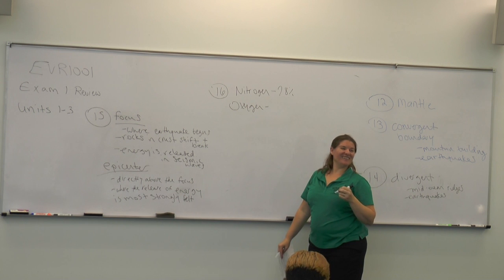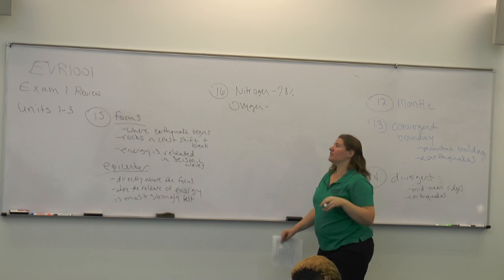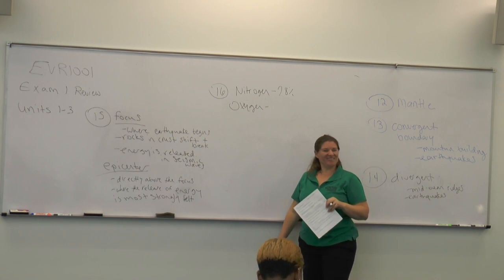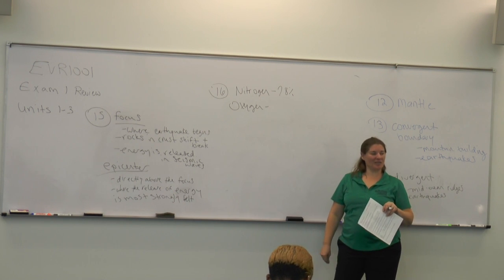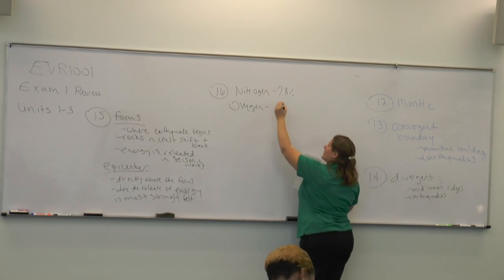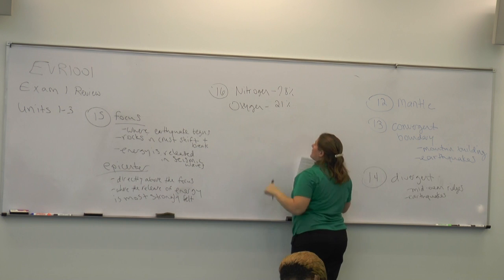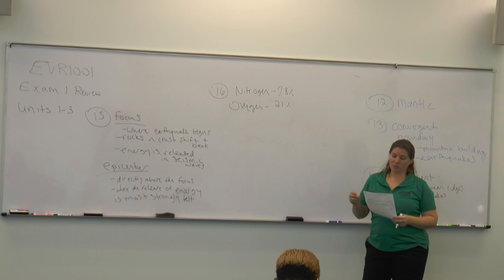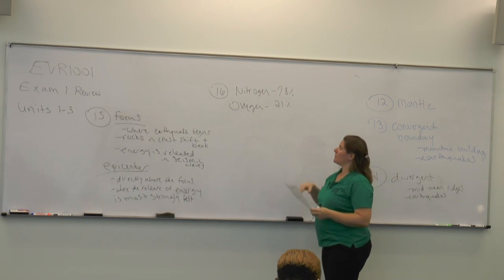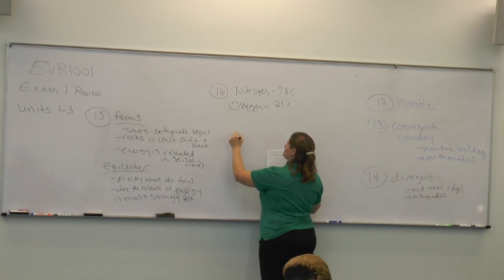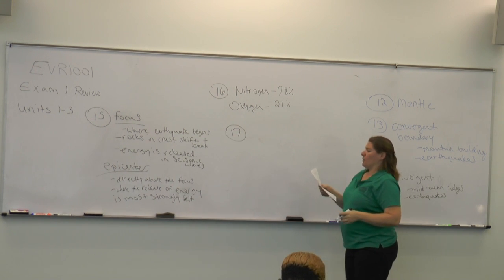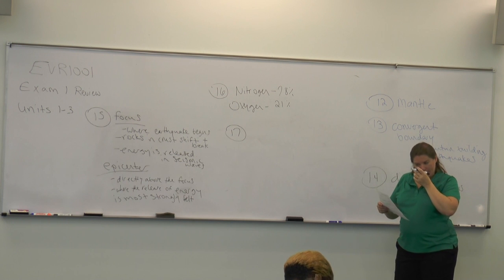And what percentage is that? 20-something percent, right? Not 28. 28 plus 78 would be over 100%. So what do we need? 21%, right? 99% of the atmosphere is just these two gases. Okay, so the two most common gases in the atmosphere are nitrogen and oxygen. Don't forget that.